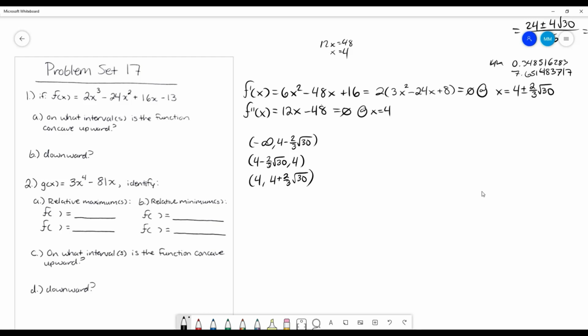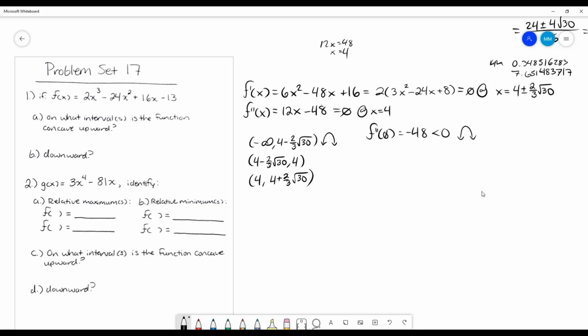So now we just plug in something on each interval and test for our concavity. So on here I could plug in a 0. If I plug in a 0 here, that's just going to be 0 minus 48, which is less than 0, which means I have a maximum. It is concave down.